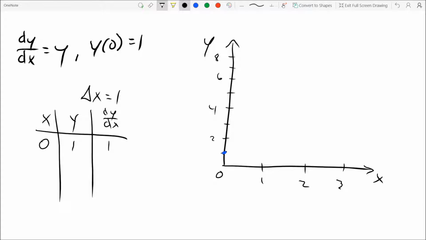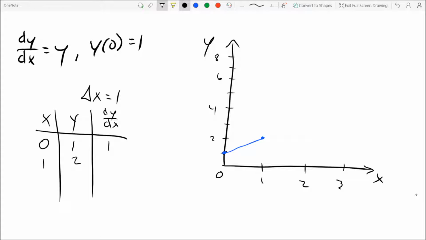And if we're trying to figure out where the next point is going to be and we're using a delta x of 1, then we just use this slope of 1. If we're moving over 1, we're moving up 1. So our next point is going to be at 1, 2. We're just doing a linear approximation here. And so the second y value is going to be equal to 2.